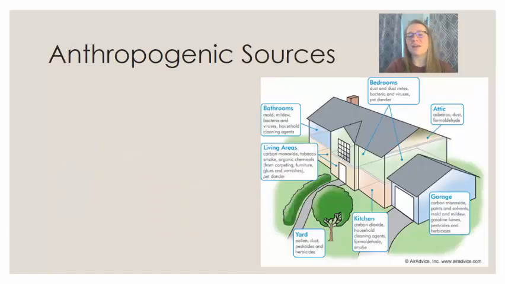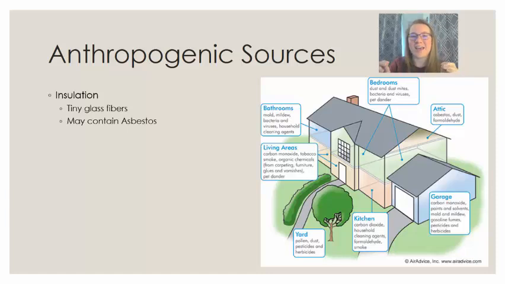Now again, I want to zoom in on a few of the anthropogenic sources. We'll discuss a few here in this slide and a few more in subsequent slides. Anthropogenic sources include insulation, and insulation is typically these tiny glass fibers. And if they become airborne and you inhale those tiny glass fibers, those can wreak havoc on your respiratory system, causing all sorts of tiny little cuts.